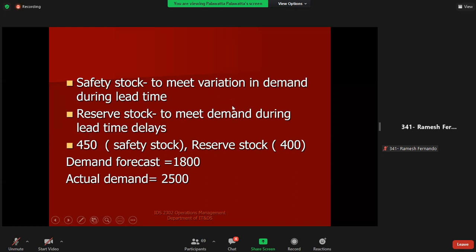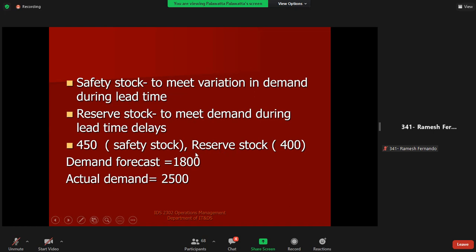If you are not keeping your reserve stock, then of course there's a chance that you go into stock out. So demand forecast is 1,800 and you produce the demand forecast and safety stock. So then the total production is 2,250, but you have to face a demand of 2,500, and then you have a stock out of 250 units. So that's how it goes.